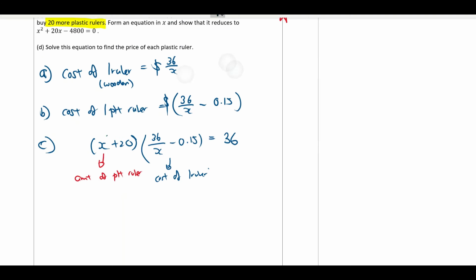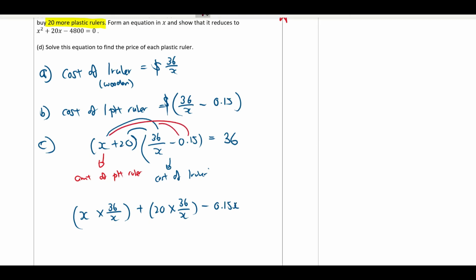Okay, so now let's do distributive. x times 36 over x. For the sake of simplicity, I will just write this down first. Plus 20 times 36 over x, which is this times this. Next, minus 0.15x, because this is this times this, and then this times this, minus 0.15 times 20.